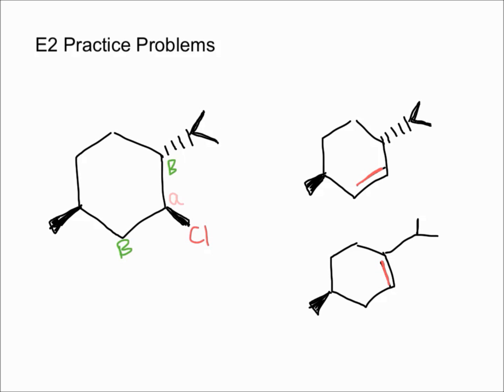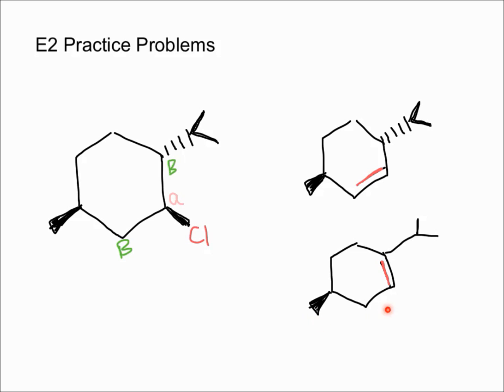To the right, I've drawn the 2 molecules that you may have potentially picked. Only one of them is the correct product, and let me explain why. For the top product, this one right there, on the beta carbon you have 2 hydrogens, and one of them is anti to the leaving group. So this top product can form.